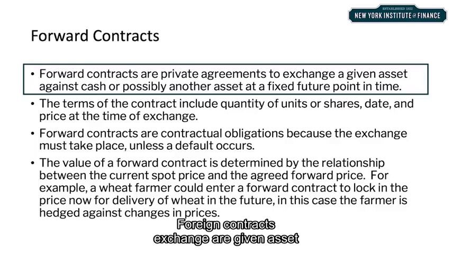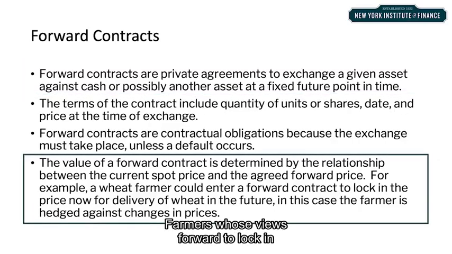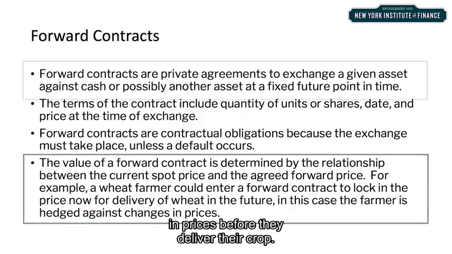Forward contracts exchange a given asset against cash or another asset at a future point in time. Farmers have used forwards to lock in the price of agricultural commodities for future delivery. In this case, they hedge against possible changes in prices before they deliver their crop.